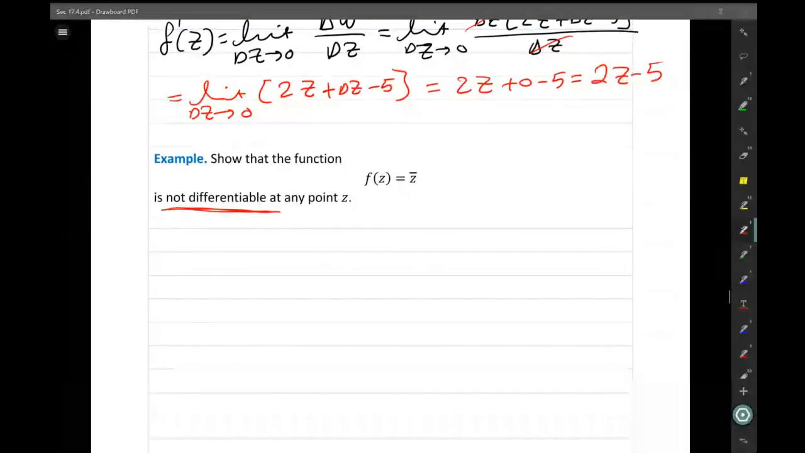And the class is already done. Let us take the attendance, inshallah.